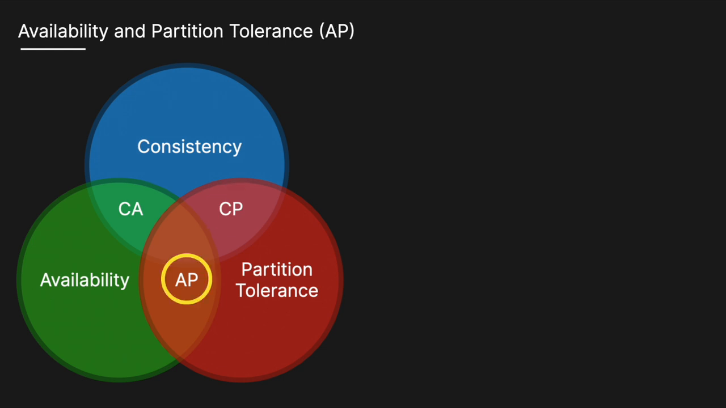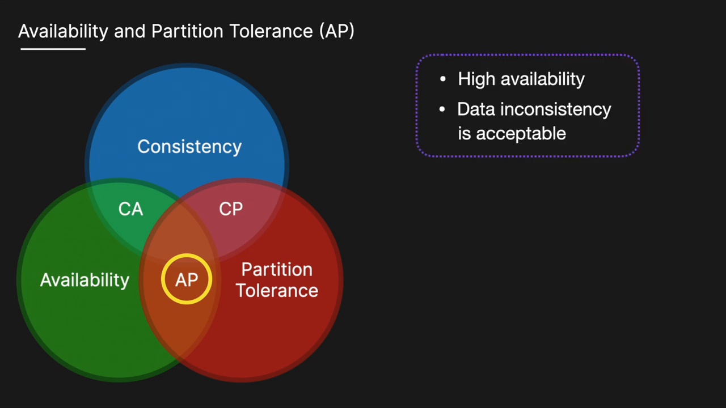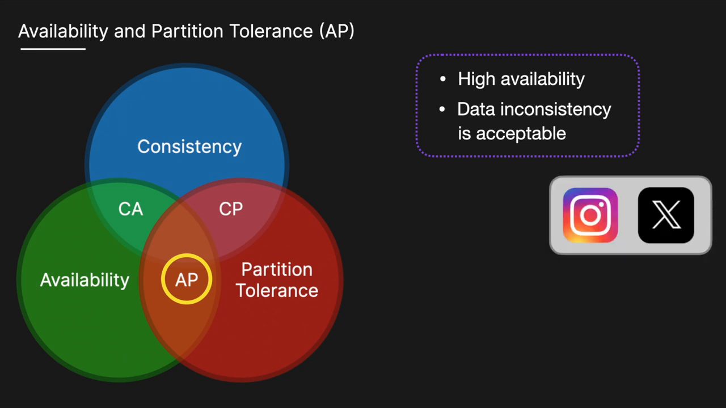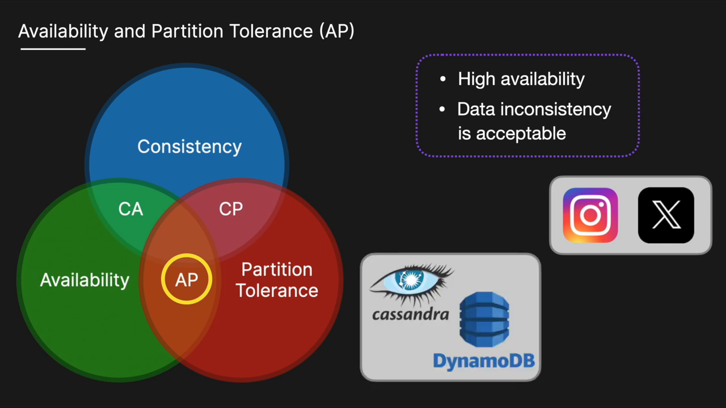AP, availability and partition tolerance. These systems are ideal for use cases where high availability is crucial and some data inconsistencies is acceptable, such as social media platforms like Twitter and Instagram. Databases designed for availability include Cassandra and DynamoDB.